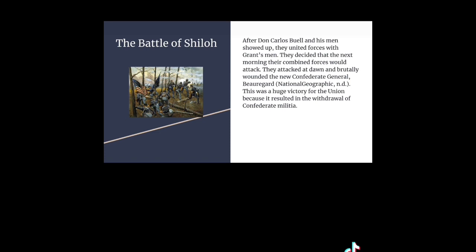After Buell and his men showed up, they united forces with Grant's men. They decided that the next morning their combined forces would attack. They attacked at dawn and brutally wounded the new Confederate General Beauregard. This was a huge victory for the Union because it resulted in the withdrawal of the Confederate militia.